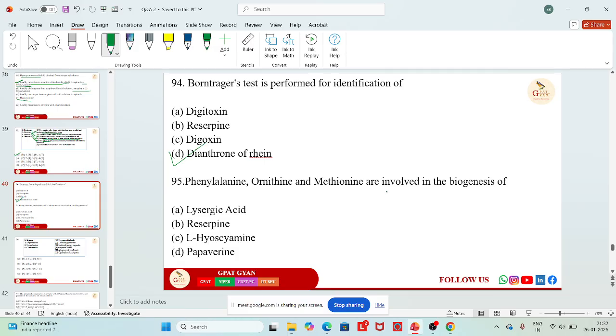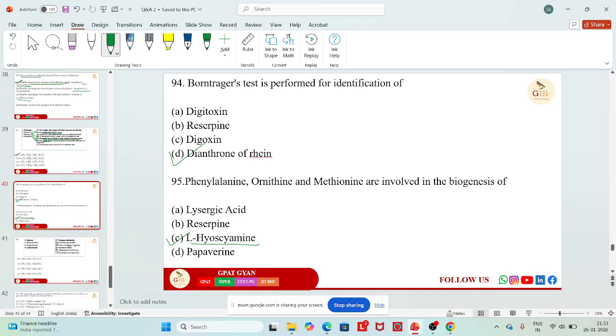Phenylalanine, ornithine, methionine are involved in the biogenesis of... anyone? Lysergic acid, maybe. Lysergic acid. No, the answer will be levorotatory hyoscyamine. We have not gone through this kind of question, but phenylalanine, ornithine, and methionine are involved in the biogenesis of L-hyoscyamine.